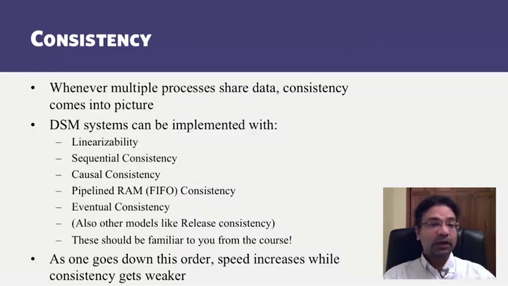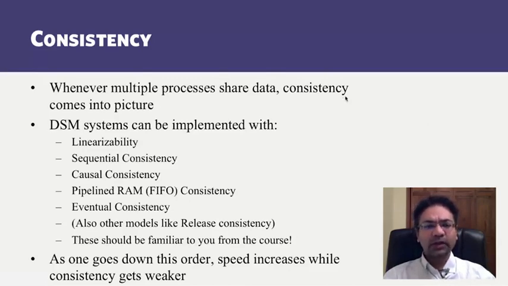Consistency. Whenever you have multiple processes sharing data, such as pages, consistency comes into the picture. We have discussed consistency before. We have discussed several consistency models when we discussed key value stores and NoSQL storage systems. And those same consistency models apply here as well. Those include linearizability and sequential consistency, very strong models. Causal consistency, FIFO consistency, which otherwise is known as pipeline RAM consistency, and also eventual consistency. There are also other models such as release consistency that originated from the distributed shared memory and the multiprocessor architecture areas, and these should be familiar to you from earlier in the course.